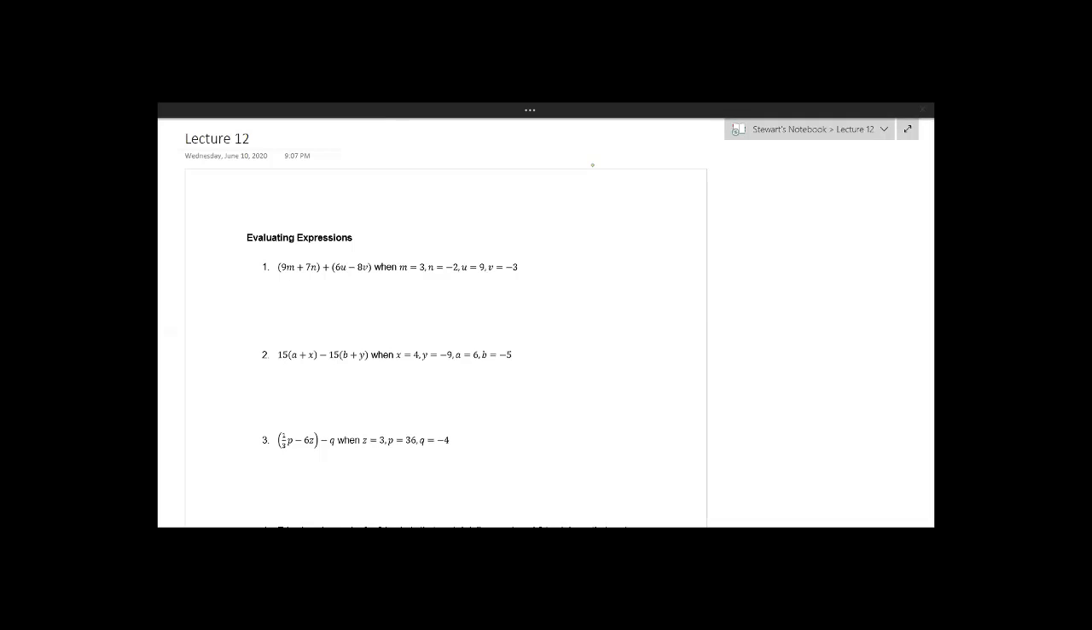So in this expression, we have m, n, u, and v. And we have m equals 3, n equals -2, u equals 9, v equals -3. All we have to do here is plug in these numbers and use order of operations to evaluate the expression. So here we have 9m, since m equals 3, 9 times 3, plus 7 times n, which is -2. In one set of parentheses, I just put brackets so I could use parentheses without it being too confusing.